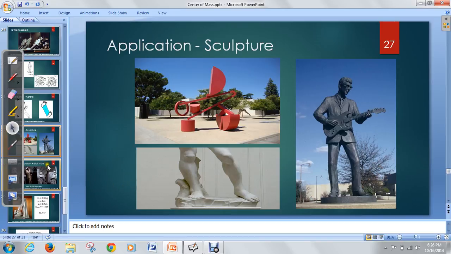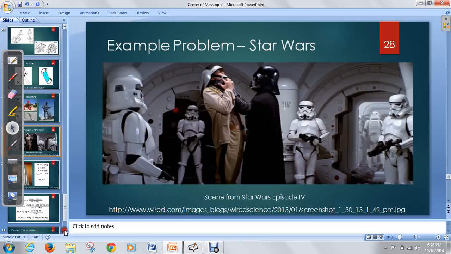Okay. All right, last of all, I want to do an example problem. This is a fun example problem from Star Wars. If you've ever seen the very original one, Episode 4, A New Hope, there's a scene where Darth Vader grabs this guy and tries to interrogate him, calls him rebel scum, and basically chokes him while he's in midair. It's pretty cool and pretty intense.